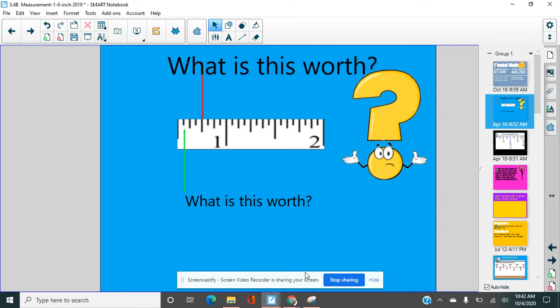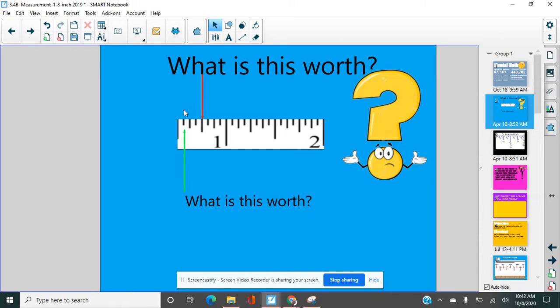And really, we're talking about equivalent fractions, but we're going to talk about them as it relates to your ruler and measuring things. So let's look first at this red arrow here. Here's 0, here's 1. Where is this red arrow? What fraction is the red arrow pointing to? 1/2, right? Halfway, it's halfway.